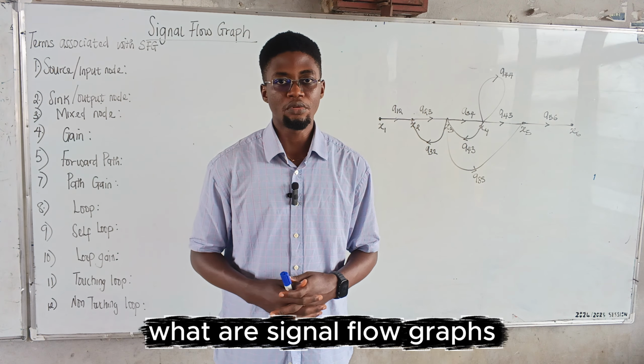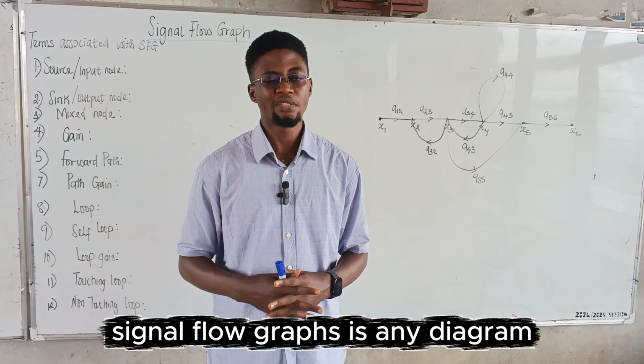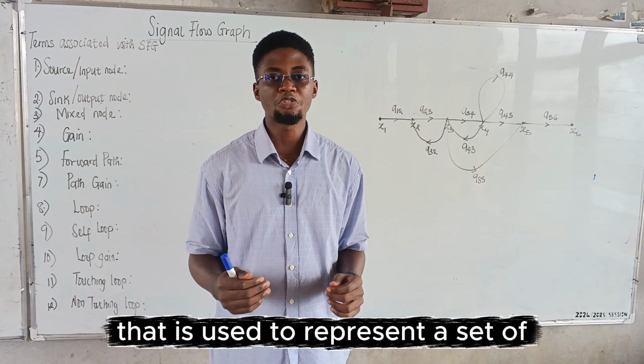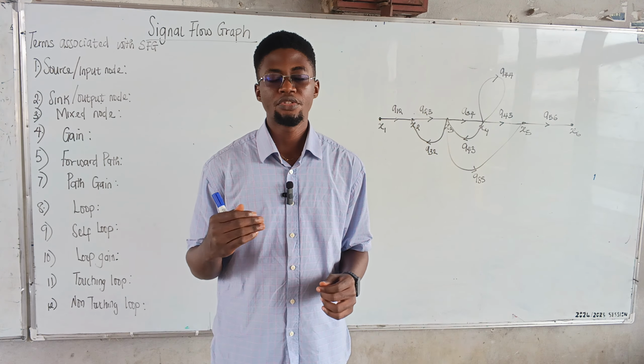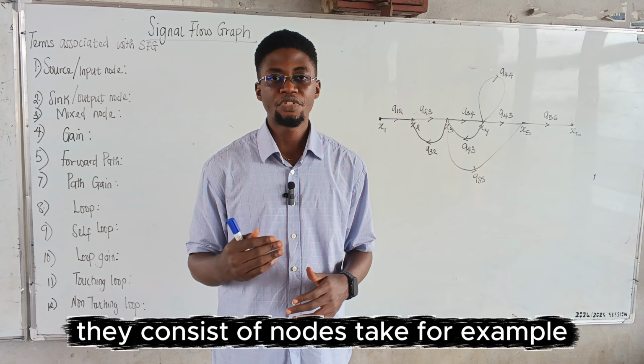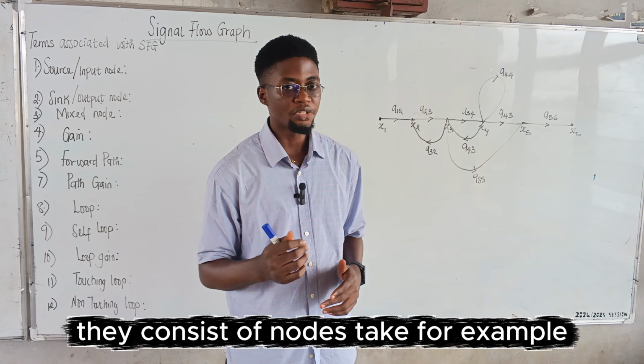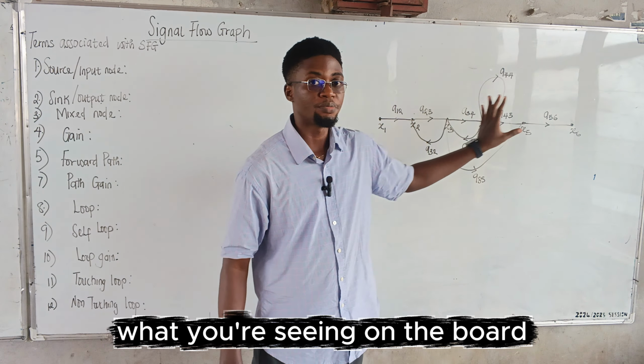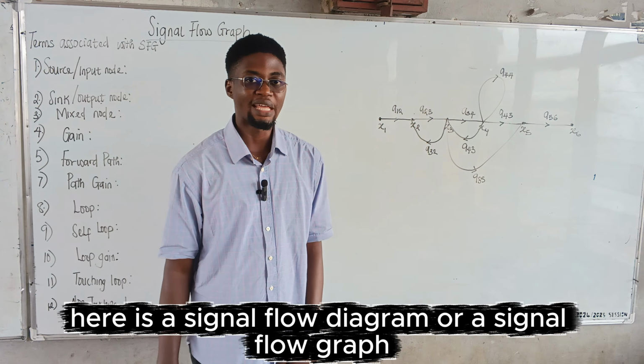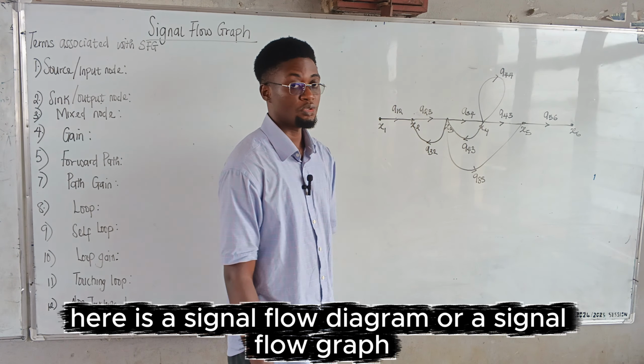What are signal flow graphs? A signal flow graph is any diagram that is used to represent a set of simultaneous equations. They consist of nodes. Take, for example, what you are seeing on the board here, which is a signal flow diagram or a signal flow graph.